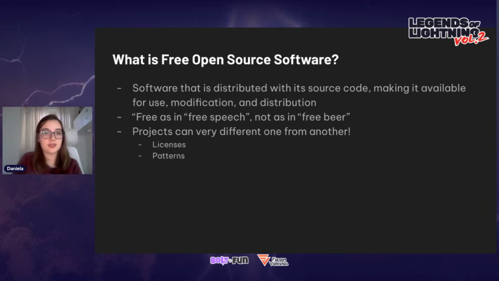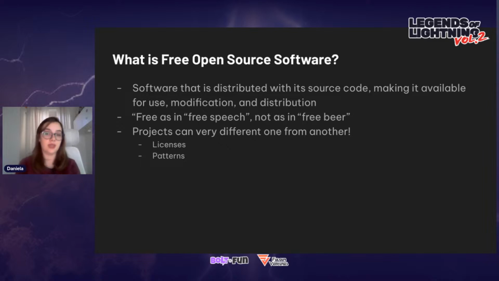I want to start with defining what free open source software is. The best definition I could find is that it's software that is distributed with its source code, making it available for use, modification, and distribution. Well, actually, it depends if it's available or not for use, modification, and distribution, because it's really difficult to find a definition for open source software. Projects are very different from one another.